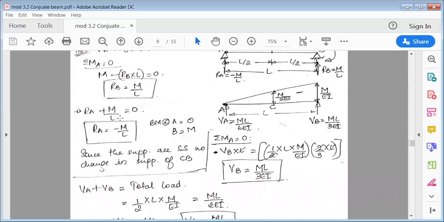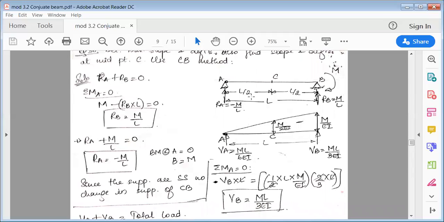Once you find Ra and Rb, see here, bending moment at A is 0 because it is a simple support. But bending moment at B would not be 0 because there is a moment acting here. Though it is a simple support, because the moment is acting here, bending moment at A is 0 and at B it is M. So it is written here as M.